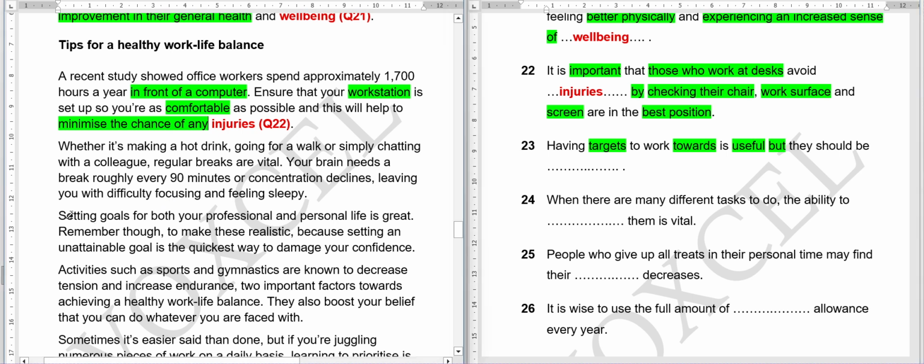Setting goals. So all right, here it is, having targets, setting goals for both your professional and personal life is great. Remember though to make these realistic, because setting an unattainable goal is the quickest way to damage your confidence. Okay, the answer is glaring. So now you have some time to tell me the answer, and the time starts now.